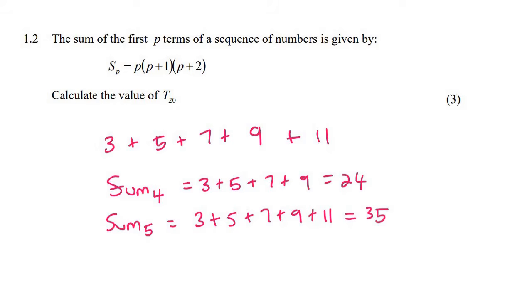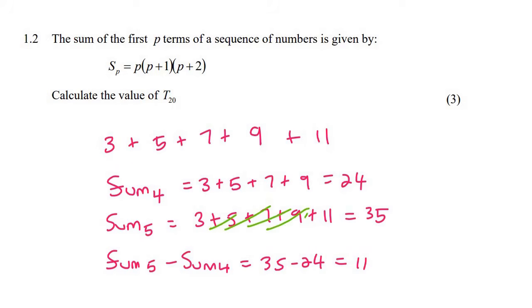What's amazing is that if I say the sum of the first 5 minus the sum of the first 4, it's going to give me 35 minus 24, which is 11. Now this makes sense because all of these would cancel, and you'd only be left with this last piece. And 11 is term 5. So what I'm trying to show you is that if you want to find term 5, you can say sum of the first 5 minus the sum of the first 4, and that'll give you term 5.